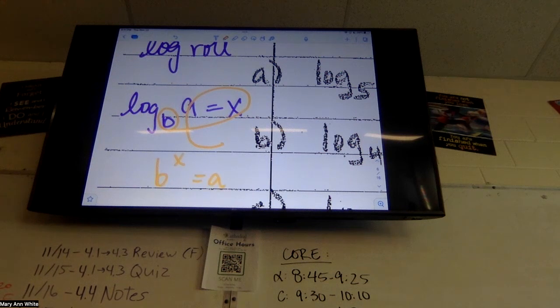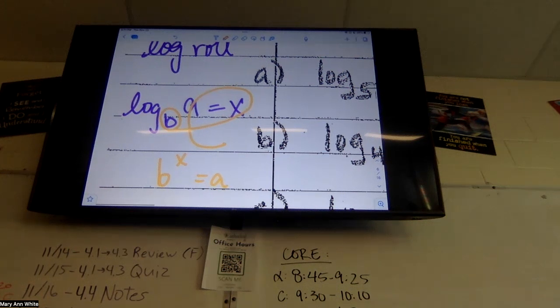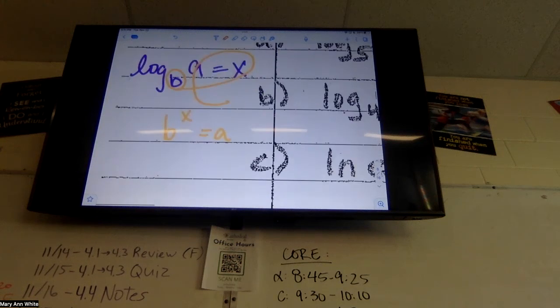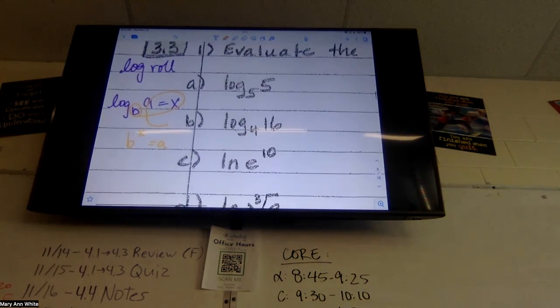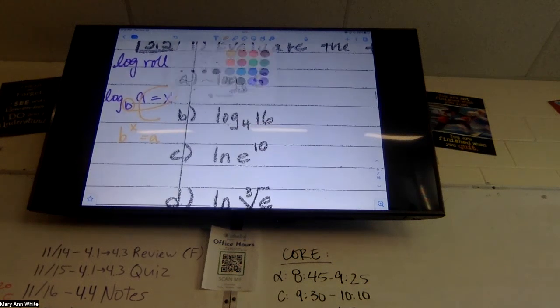So with the log roll, as I touch each letter, that's the order that I write them in. I started with b, then went to x, then finished at a. So b raised to the x equals a. We'll go the similar way but going backwards later, but right now we're going to start here. All of these, I'm going to treat as equals x. If it doesn't have equals x written next to it, I would say equals x, because that's going to help us do our log roll.